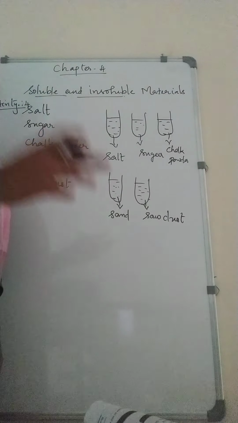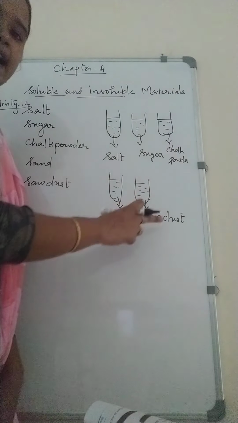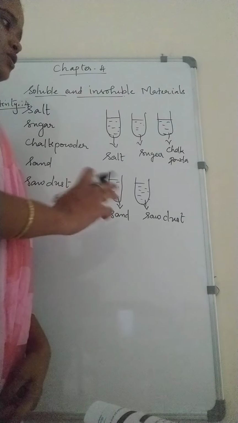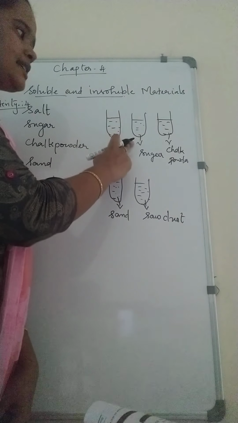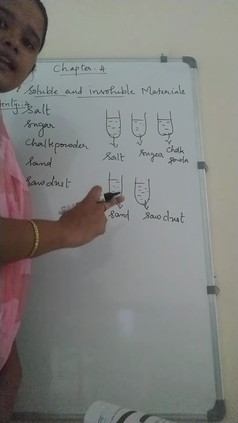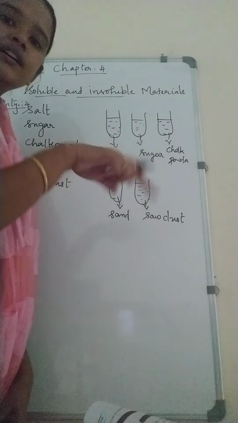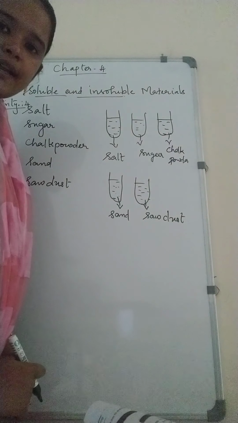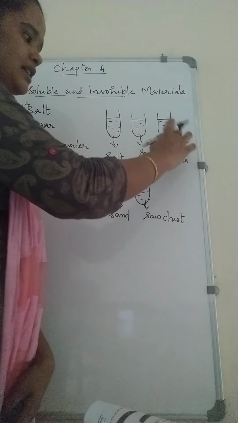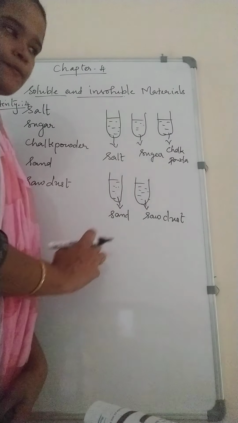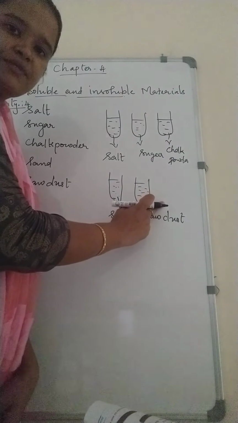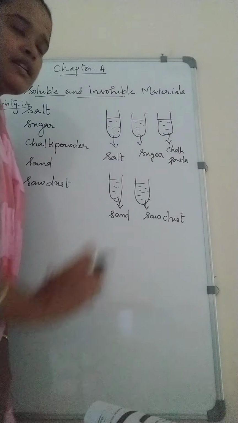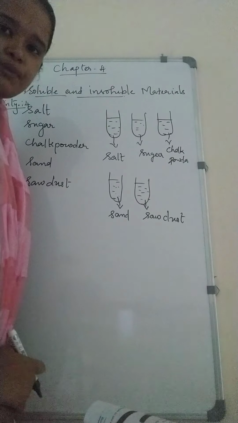After adding all those things, stir completely using a spoon. In the first and second beakers, you cannot see the salt and sugar after stirring. That means these two substances disappear completely. But in the third, fourth and fifth beakers, you can see that the substance is still in the glass. That means those substances do not disappear.